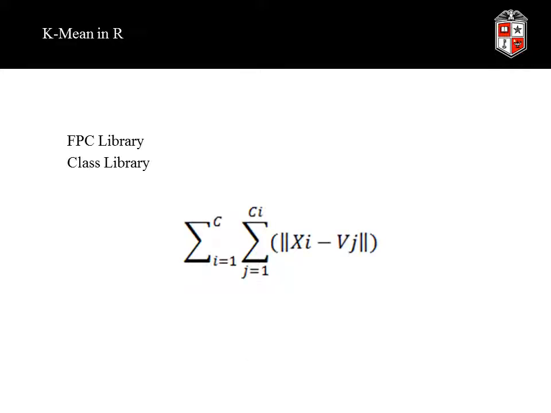For the implementation of K-means, I used two libraries. The FPC library helped me visualize the elbow method to find the optimal value for the clusters. For the actual K-means implementation, meaning actually performing the clustering, I picked the class library, which is one of the robust classes in R.